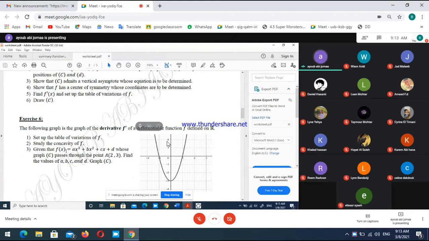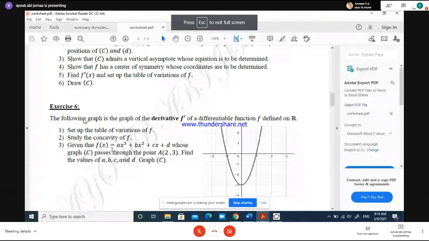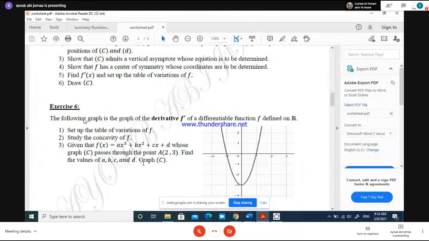Given that f of x is equal to ax power 3 plus bx squared plus cx plus d, whose curve passes through the point (2, 3), find the values of a, b, c, and d.